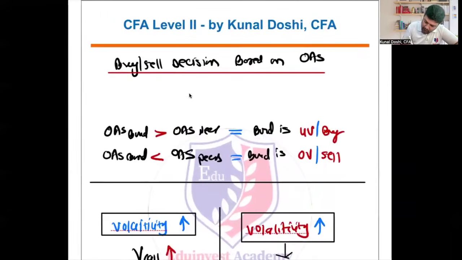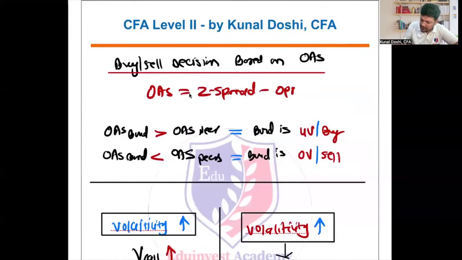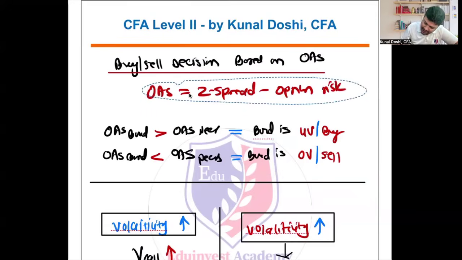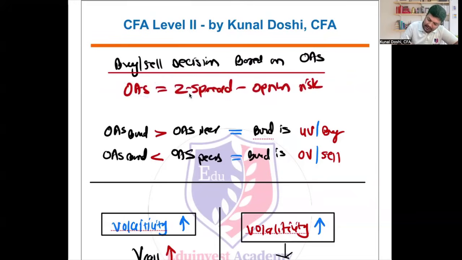How do I find the OAS? OAS is nothing but the Z spread minus the option value or option risk in the bond. So the difference between both is called the OAS. Whenever we are evaluating an option embedded bond, we always look at the OAS.